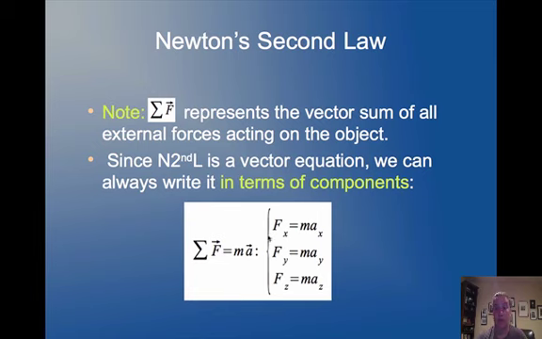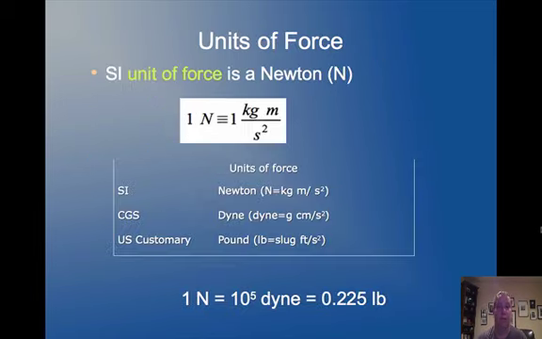That's the sum of all mass times acceleration. So if we break it down into its components, then we can say, well, the force in the x is equal to the mass times acceleration in the x direction. Force in the y is equal to mass times acceleration in the y direction. Force in the z is equal to mass times acceleration in the z direction, and that will make it easier for us when we're solving later on.